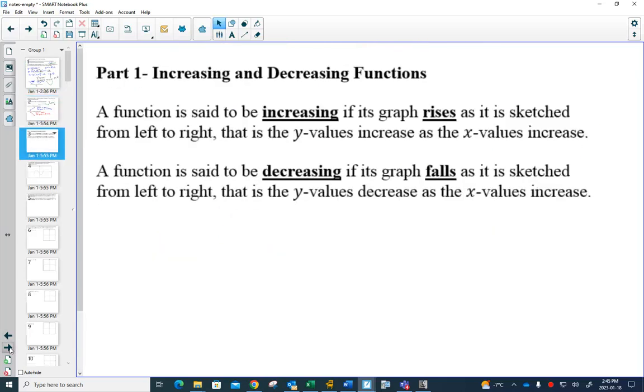So part 1, looking at increasing and decreasing. We say something's increasing if it's going up from left to right. We say something is decreasing if it's going down from left to right.